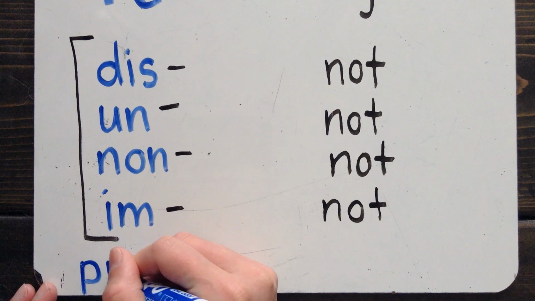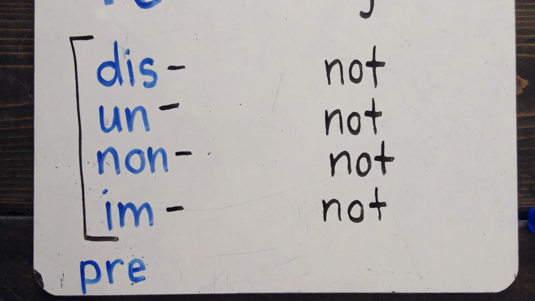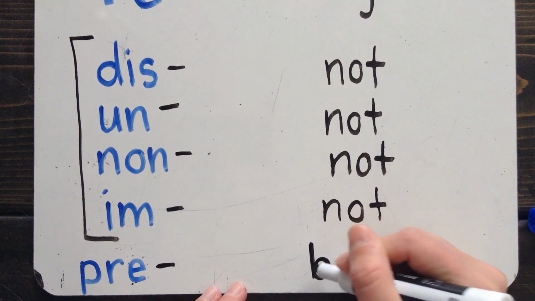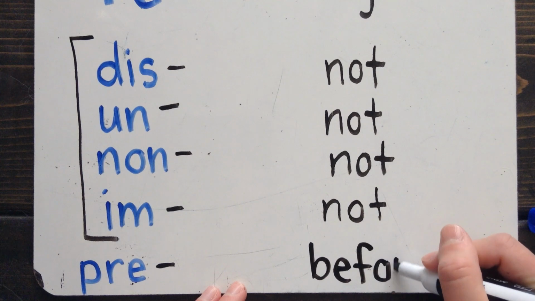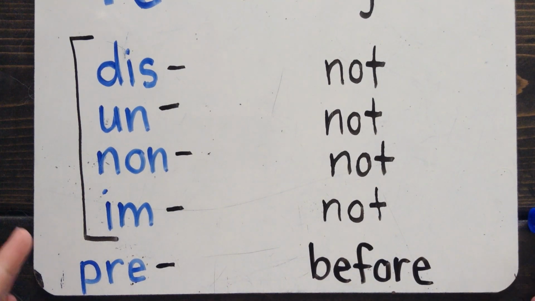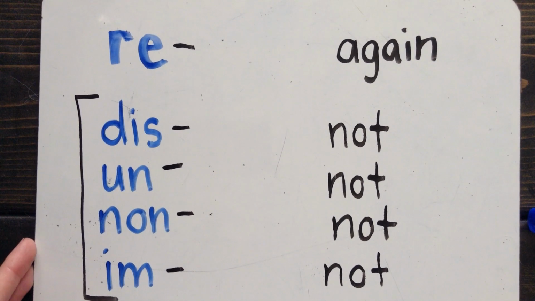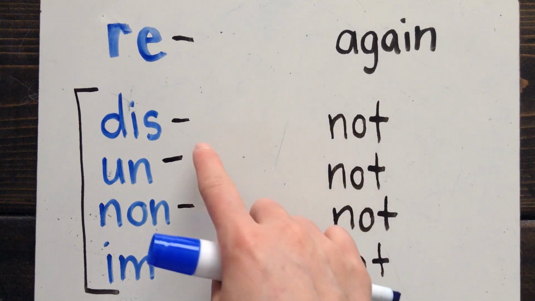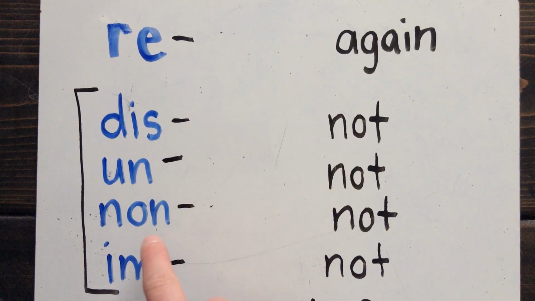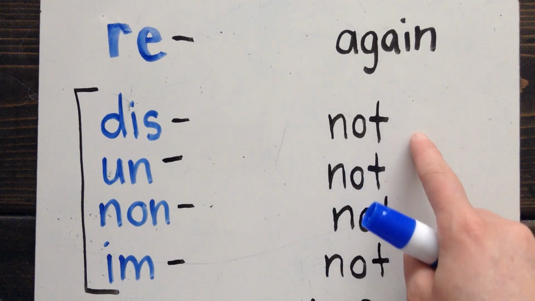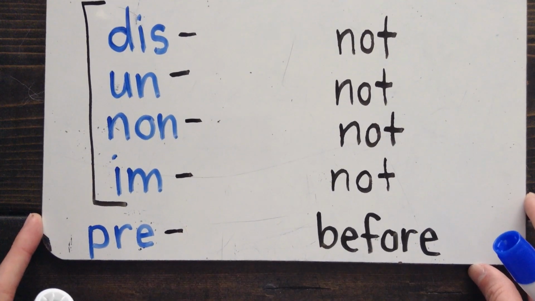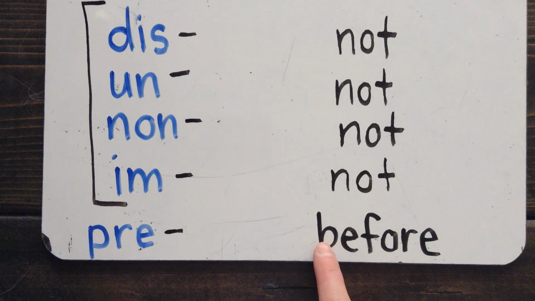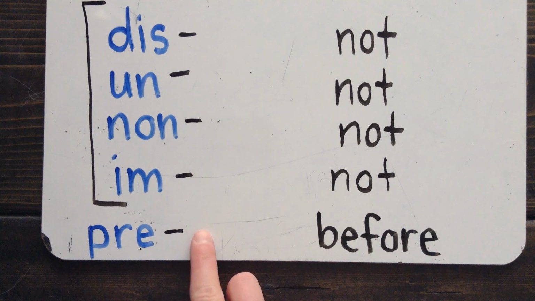Another common prefix, pre. Pre means before. Before we erase the board, let's take a look at the prefixes we've learned so far. The prefix re means again. The prefixes dis, un, non, and im all mean not. The prefix pre means before. Wait a second, the word prefix has the prefix pre.